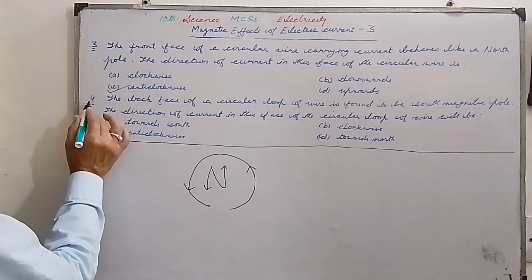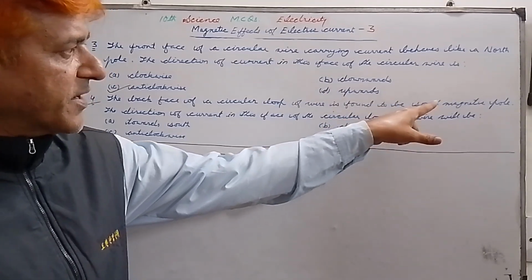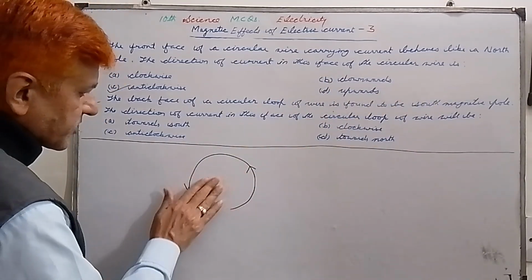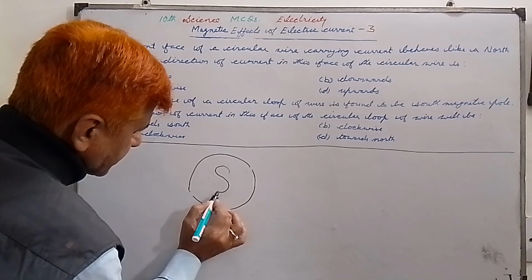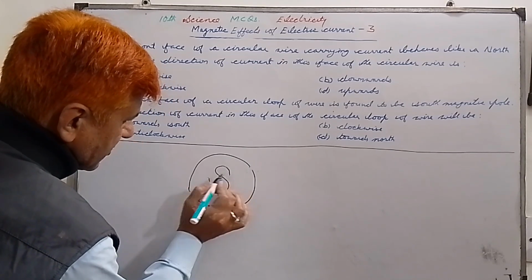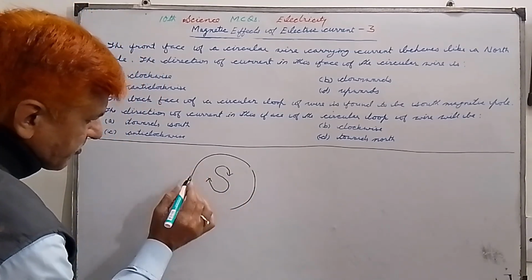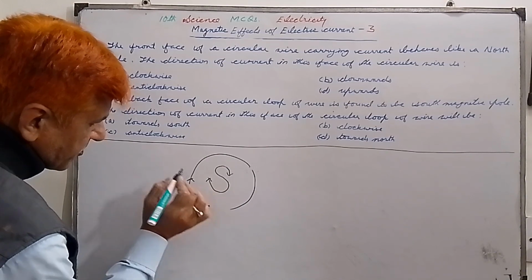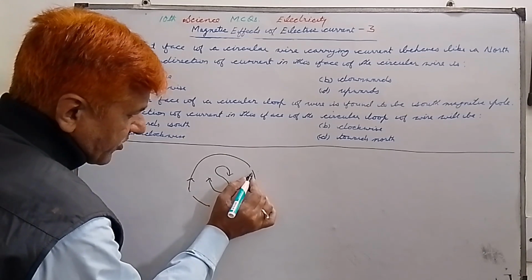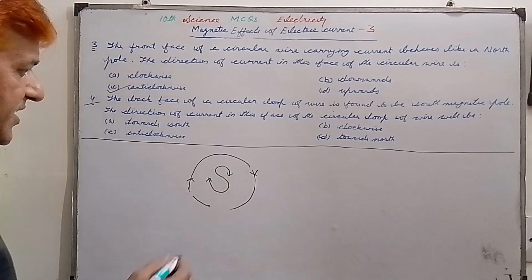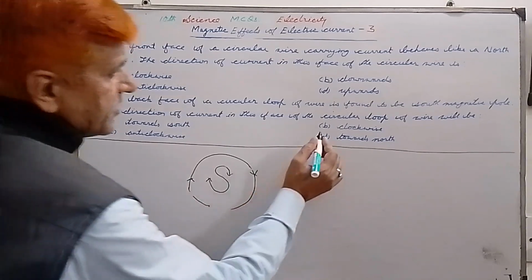Next question: the back face of a circular loop of wire is found to be a south magnetic pole. Now you will write S here, S for south, and at the ends of this S, place arrows. This arrow is in the upward direction, so place an arrow in the upward direction on this loop. Here this arrow is in the downward direction, so place an arrow in the downward direction on this loop. Now see the direction of current in this loop. It is in the clockwise direction. So B is correct.